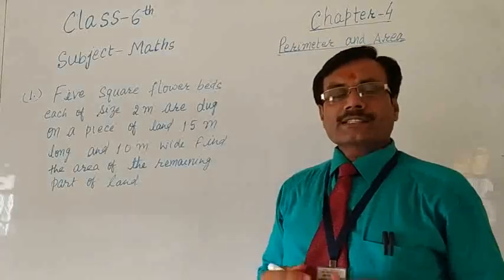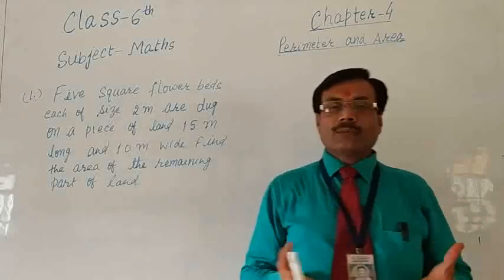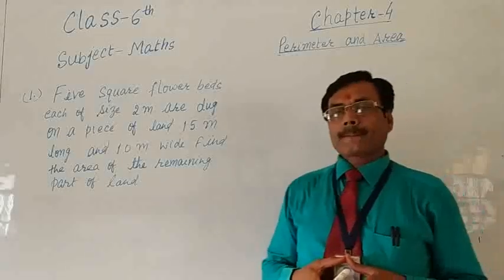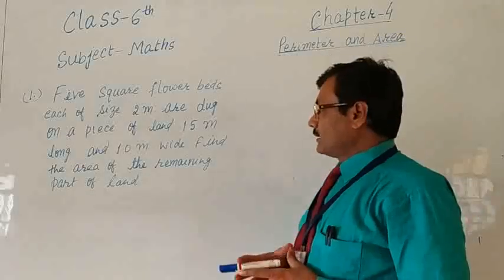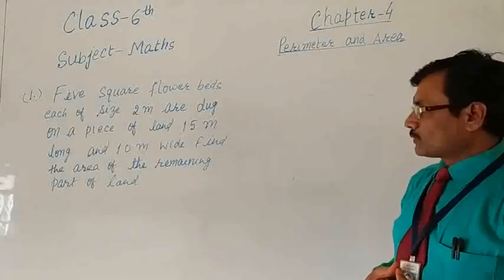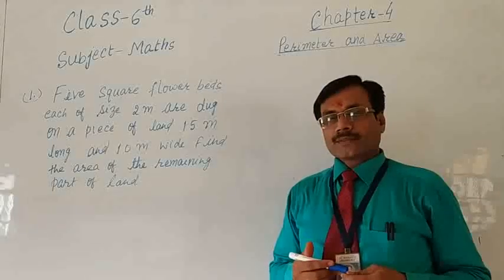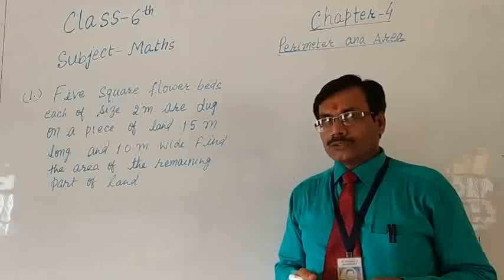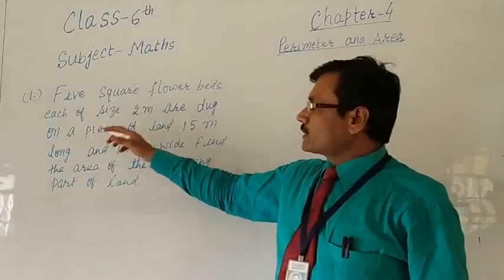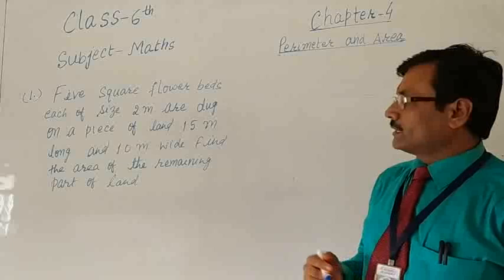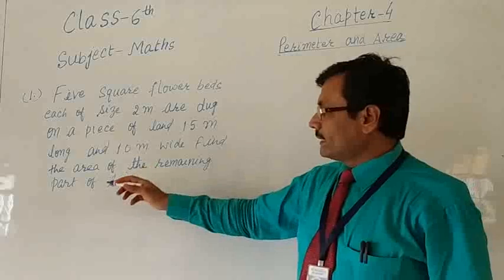Students, in last classes we have talked and read about perimeter and area, as well as we have seen some of the questions related to this topic. Now some more questions are there which are to be said to you. Now the first question is given: if 5 square flower beds, each of size 2 meter, are done on a piece of land 15 meter long and 10 meter wide, find the area of the remaining part of the land.